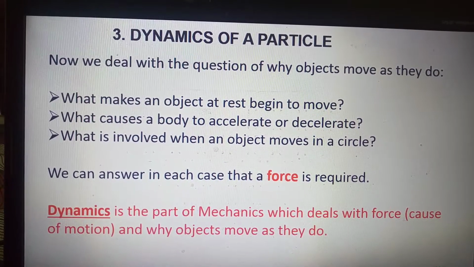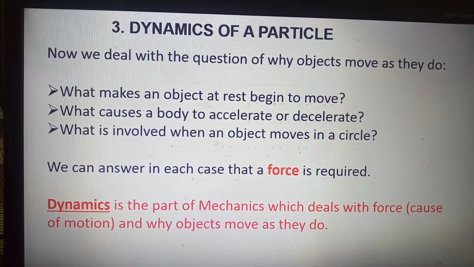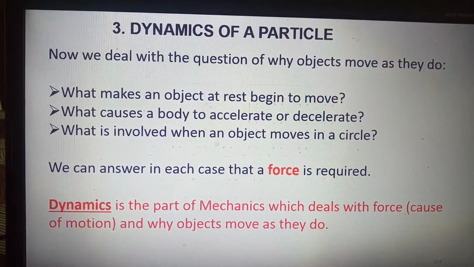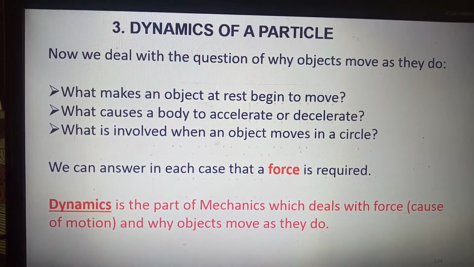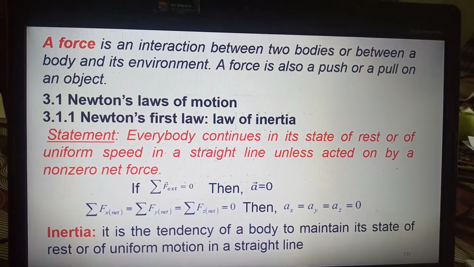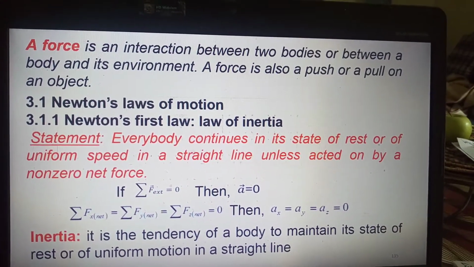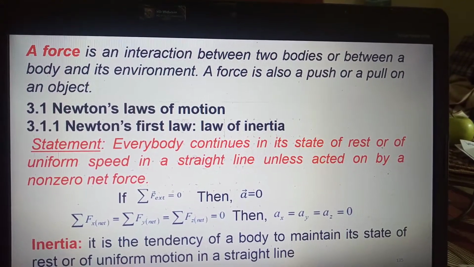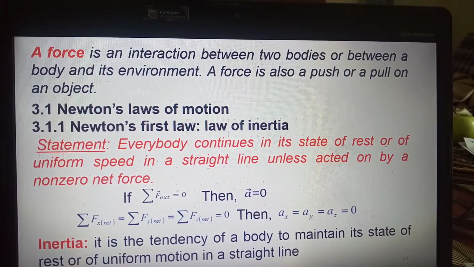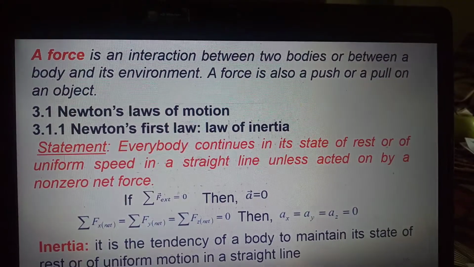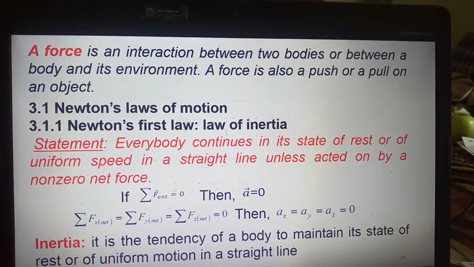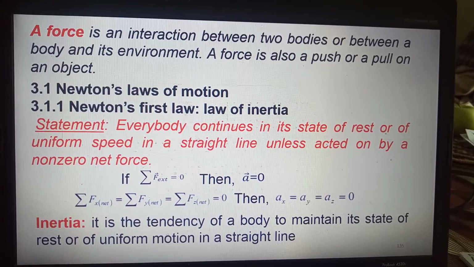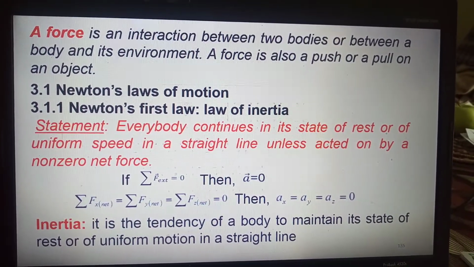Then dynamics is the study of physics dealing with forces, meaning the causes of motion and why objects move as they do. Here comes the definition of a force, where the force is a push or a pull on an object, which means an interaction between two bodies or an interaction between a body and its surroundings. Then we continue with Newton's laws of motion because these laws govern the motion of bodies.